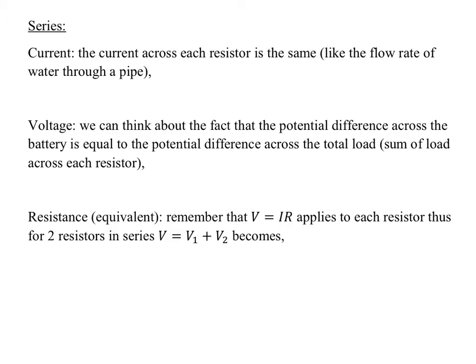Current across each resistor is the same, like the flow rate of water through a pipe. So if water is going through a pipe, and at several locations along the pipe length, you have these little gates, they're called valves, that allow you to turn the water on or off. If you've ever looked at the piping system, or the plumbing system, in any sort of system, you'll see their little bends.